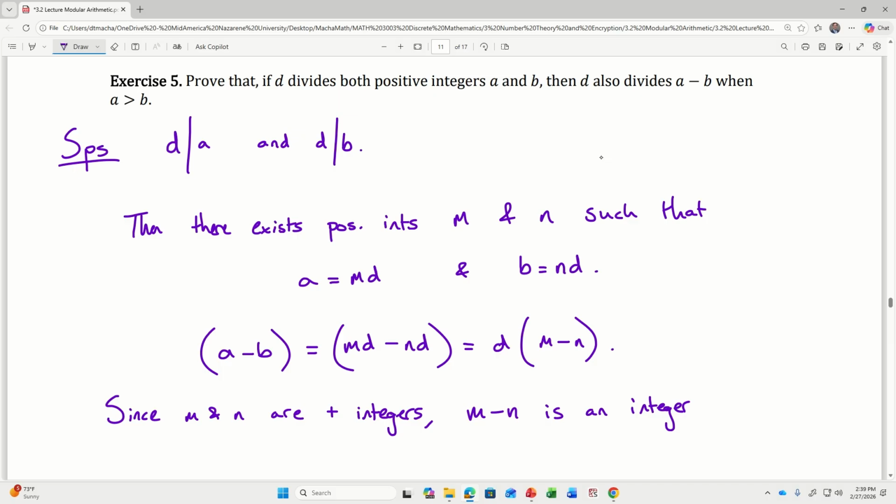a is greater than b, right? So that a minus b is positive. We're assuming d is positive, right? So m minus n has to be positive. And what we're trying to prove is, does d divide a minus b? I think the answer is yes, because a minus b is equal to d times a positive integer. And so we can conclude that d divides a minus b.